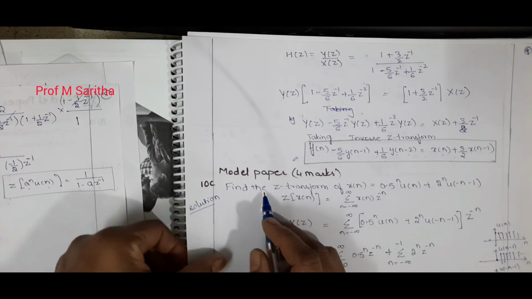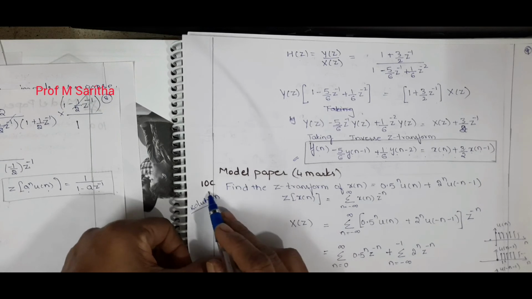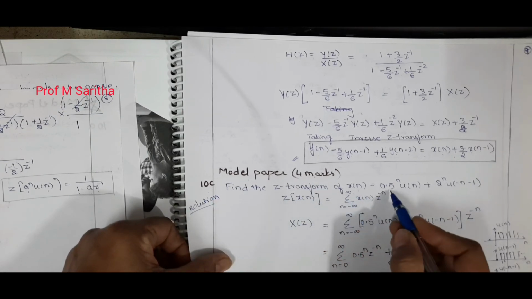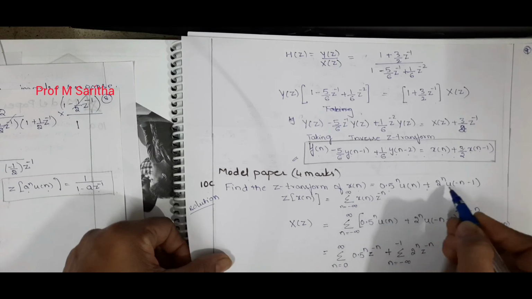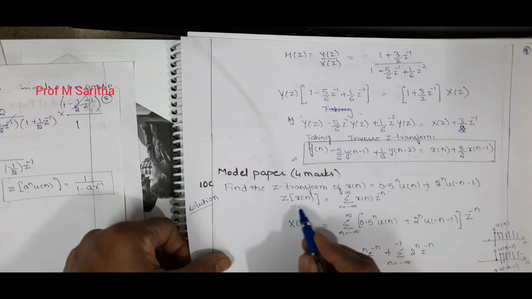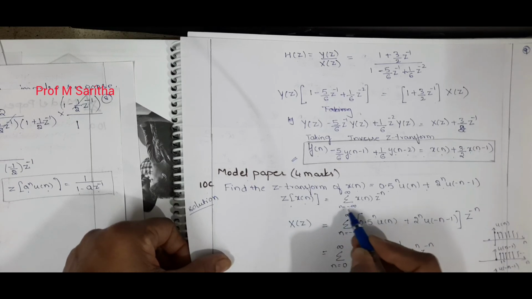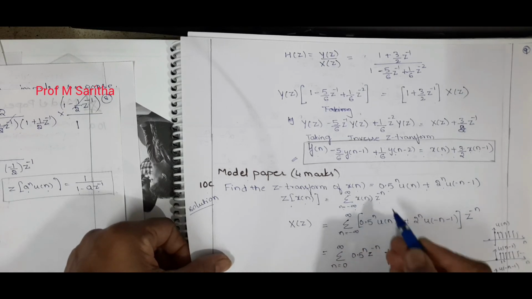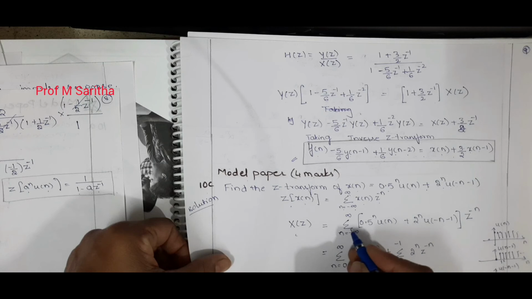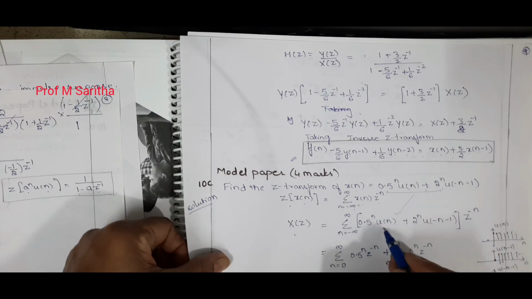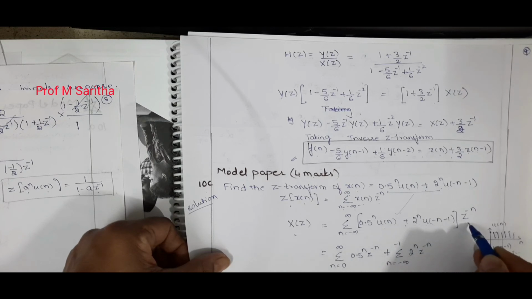Now we'll do the same model paper 10th equation, 4 marks question. Find the z transform of x of n equal to (0.5)^n u of n plus 2^n u of minus n minus 1. Now we know the formula: z transform of x of n is given by sigma n equal to minus infinity to plus infinity x of n z raised to minus n. So whatever the x of n is, we will substitute here.